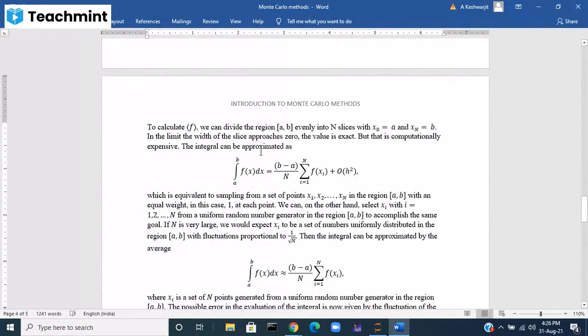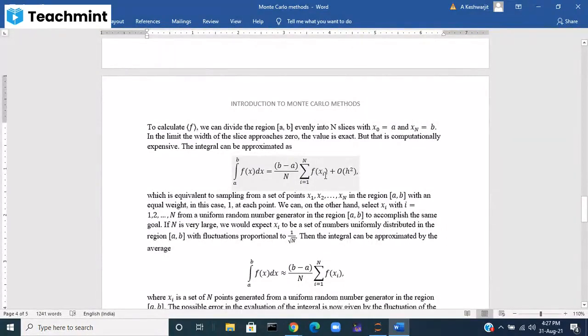The integral can be approximated as the integration from a to b of f of x dx equal to b minus a divided by n, which is the width of each slice, multiplied by the summation of the value of the function calculated at each point x1, x2, x3, x4, x5, and so on. The value of f is calculated at these n points.